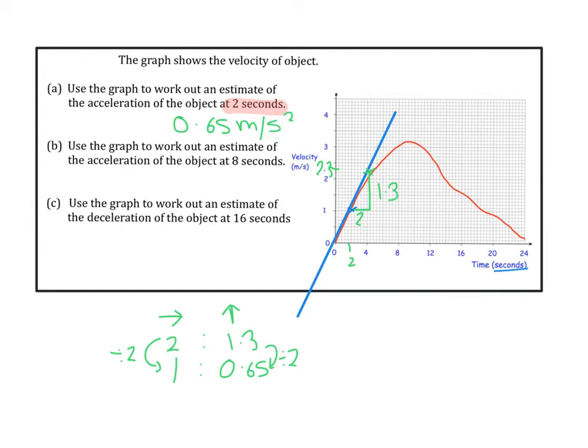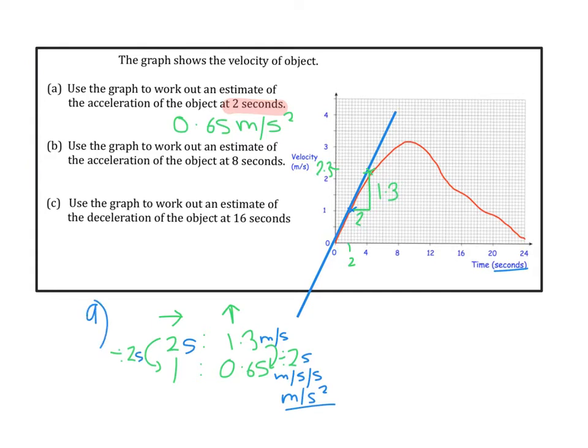Again, if you didn't know what units to put, you could have put the units into the calculation. So it was 2 seconds across, 1.3 meters per second up, and I need to divide by 2 seconds on each side. So I'd need to do meters per second divided by a second. So that's going to be meters per second squared. That's where the units come from. So that's part A.